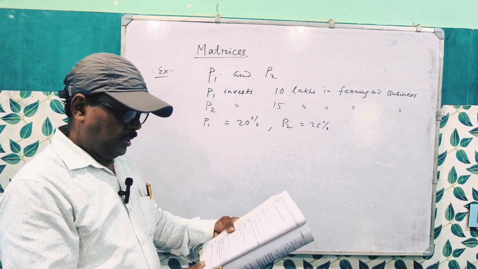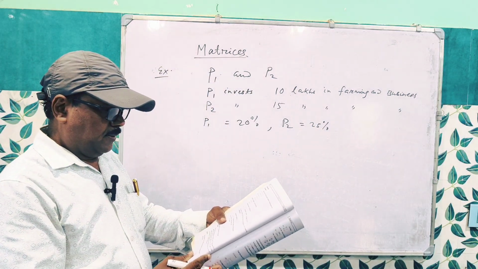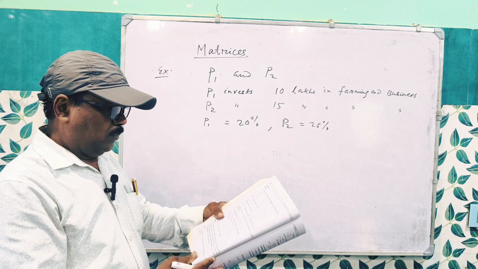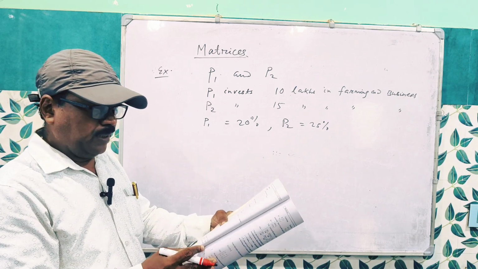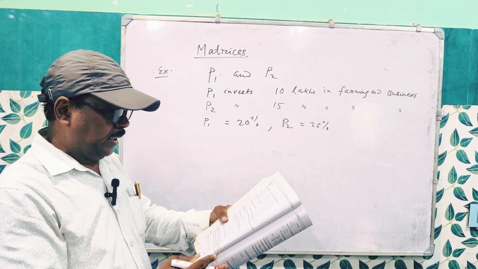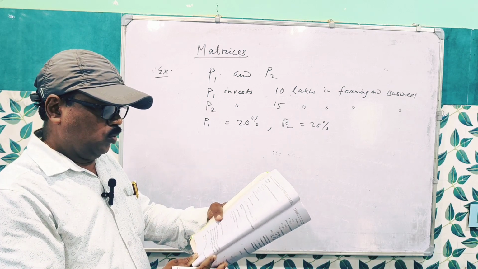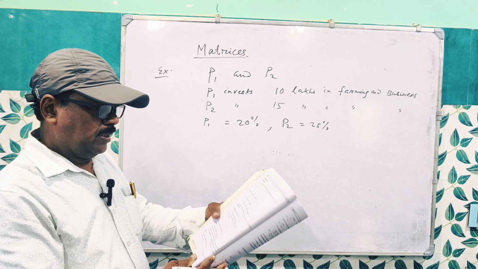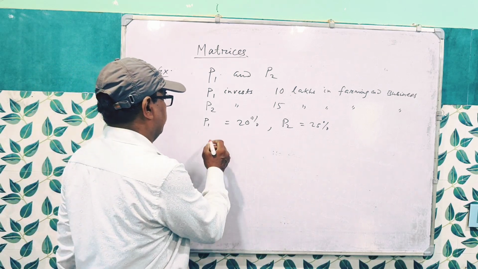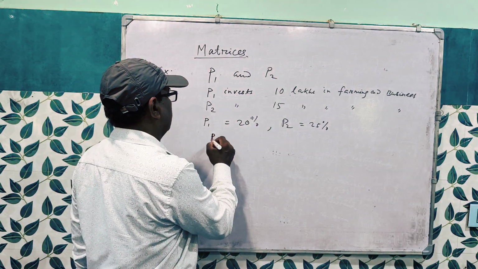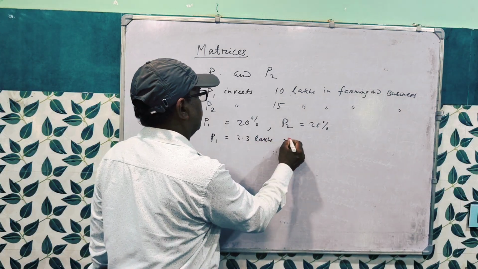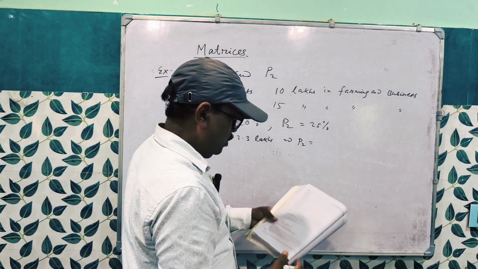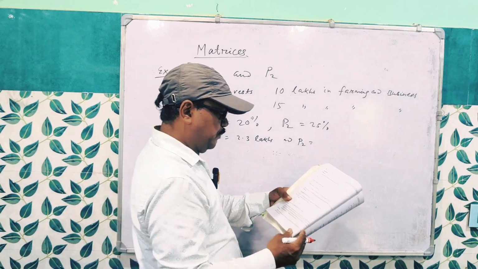And we have to determine how they can divide their investments in the respective sectors so as to get total annual profit of 2.3 lakhs and 3.5 lakhs. P1 gets 2.3 lakhs and P2 has got 3.5 lakhs.